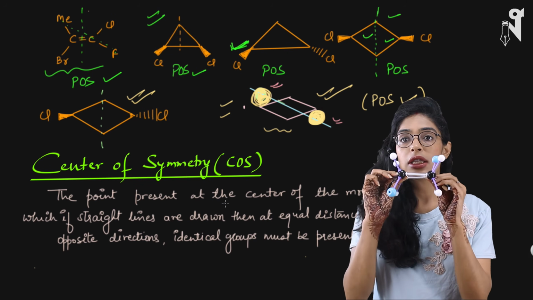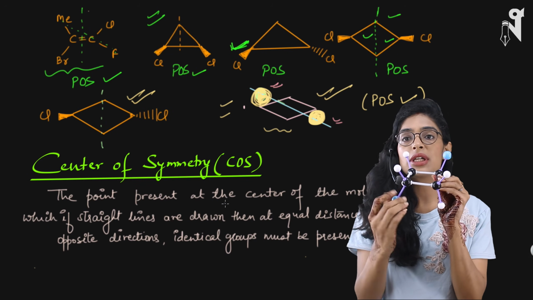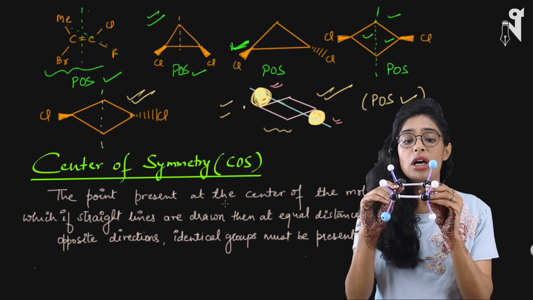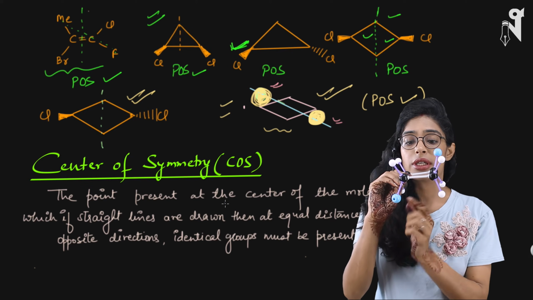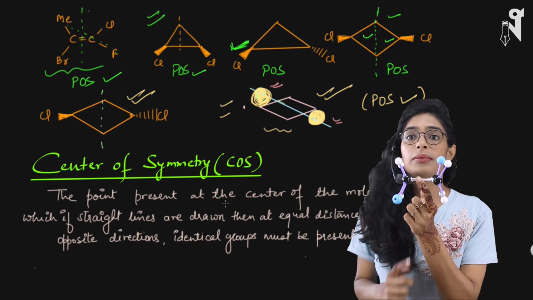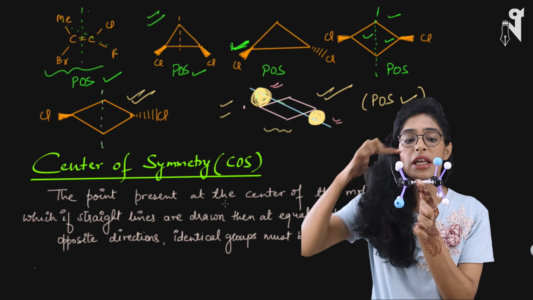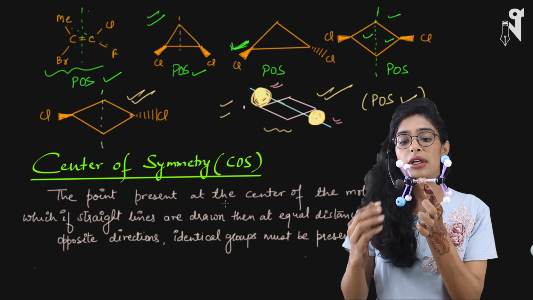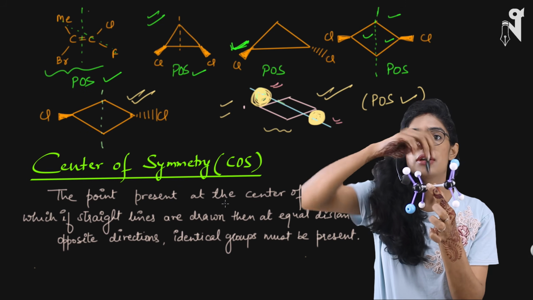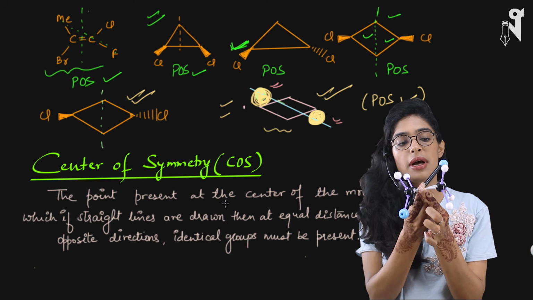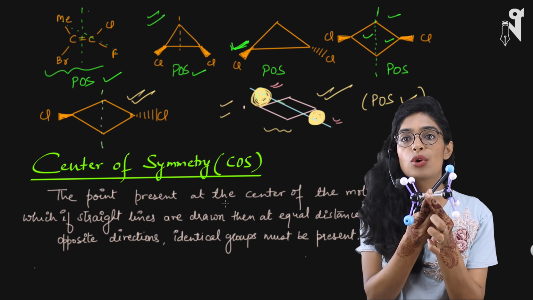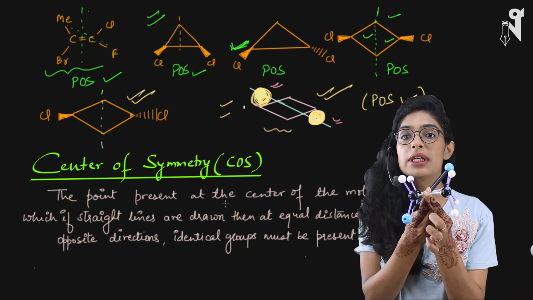Now I have taken this cyclobutane with two different functional groups attached to it. Assume these two groups are chlorine. Now one chlorine is over here, another chlorine is here. Basically they're in trans. Now the center is somewhere here in the middle, in space, right? If I draw a straight line passing through the center, does it connect the two same groups in the opposite direction at equal distance?